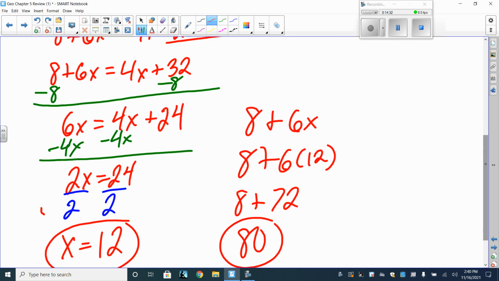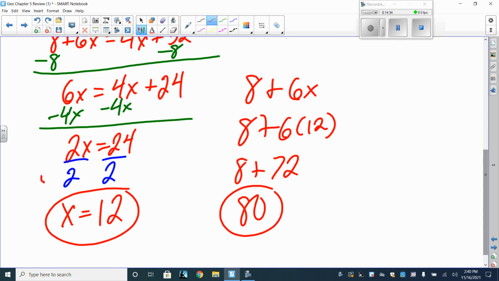Because the directions for these here is to find the measure of the exterior angle. To be able to find the exterior angle, we need to know the value of x.